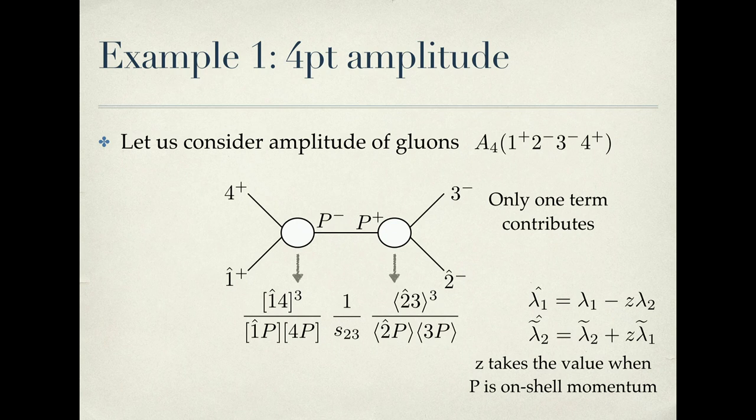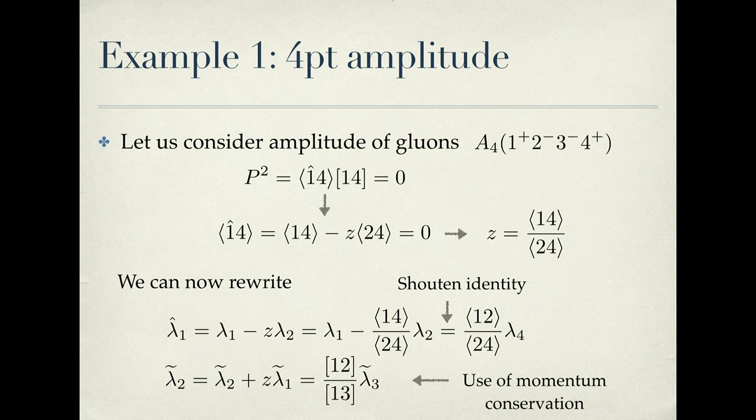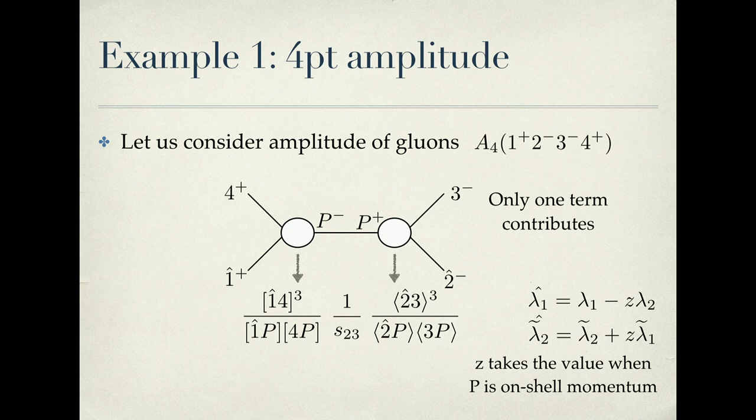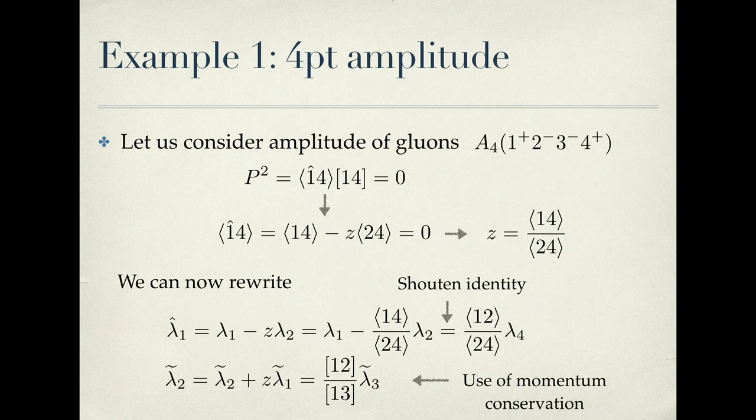Now there are these hats, and there is this P, so we just have to rewrite it in terms of the original things. Okay. Now, how to rewrite it? First, we have to see how this z is localized. We know that the z is localized to zj, or what we called zj before, when this P is on shell, which means that the sum of these two momenta is on shell, or these two momenta is on shell, it's the same thing. So the P squared is equal to <1 hat 4>[1 4], yeah, only from the label 1, only the lambda is shifted.